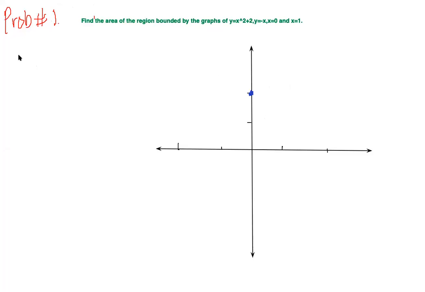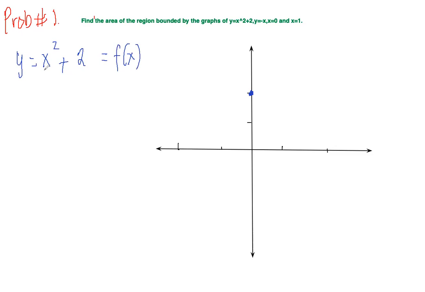So we have y equals x squared plus 2. Let's sketch the graph of this function. Oh, and let's say this function is equal to f of x. Let's just name it that way, okay? You will be using the specific name of the function later.